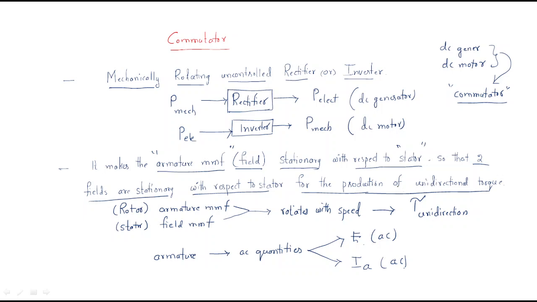This work is also done by the commutator only. The commutator also does this work of producing a unidirectional torque. The commutator not only acts as a rectifier as well as an inverter, but it also acts to produce the unidirectional torque.